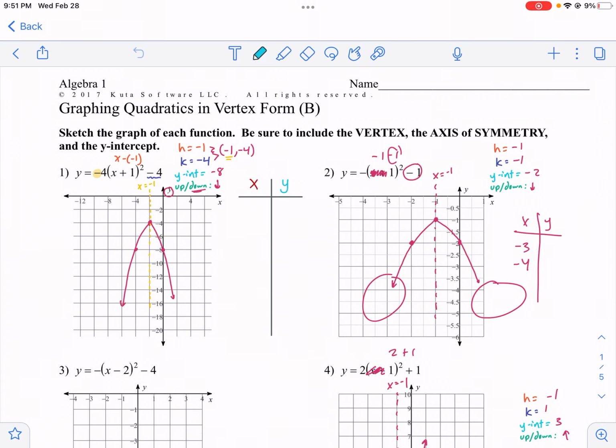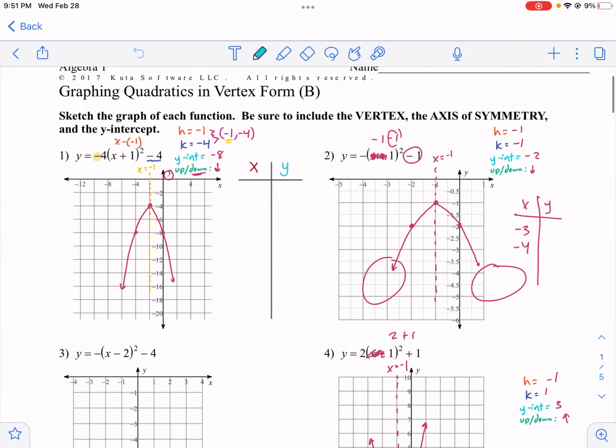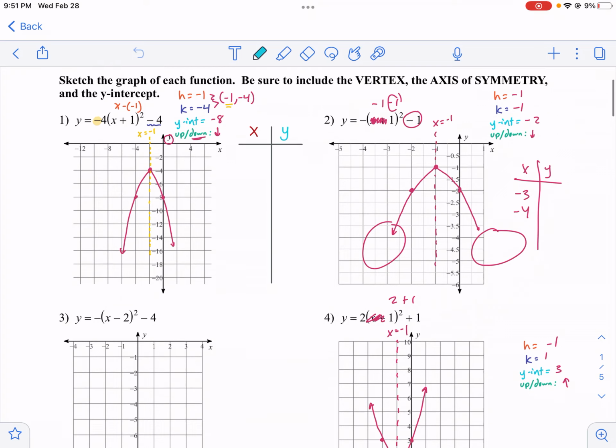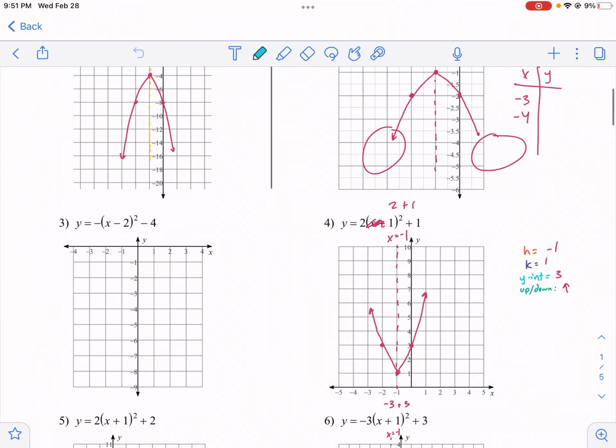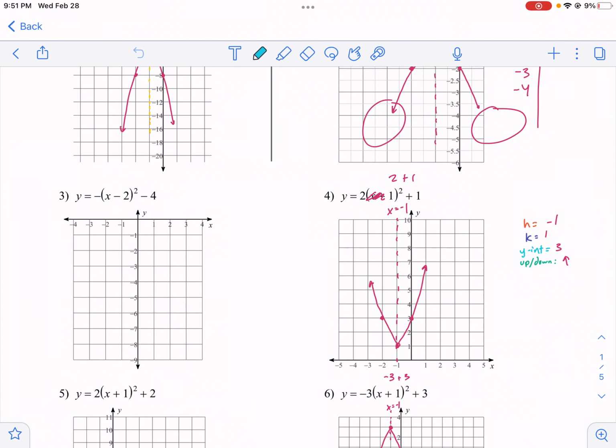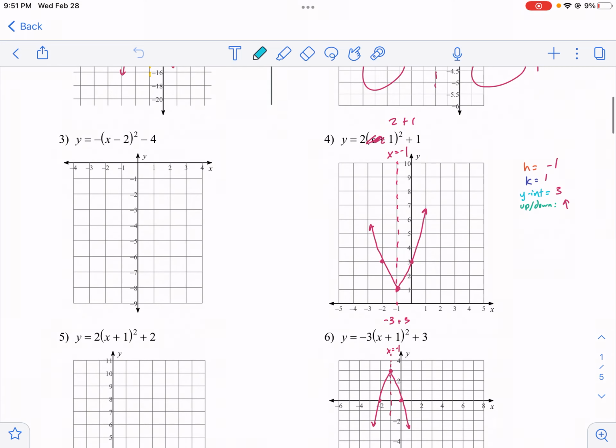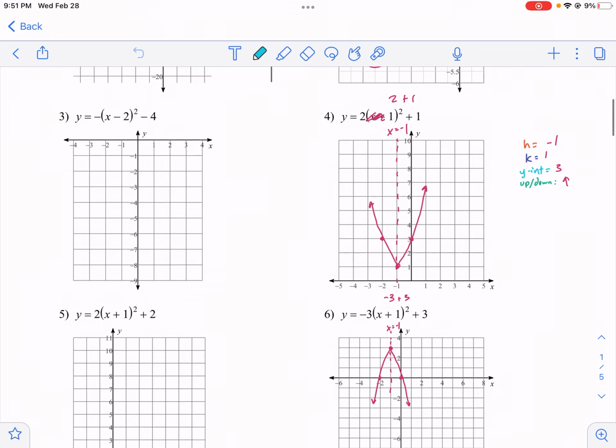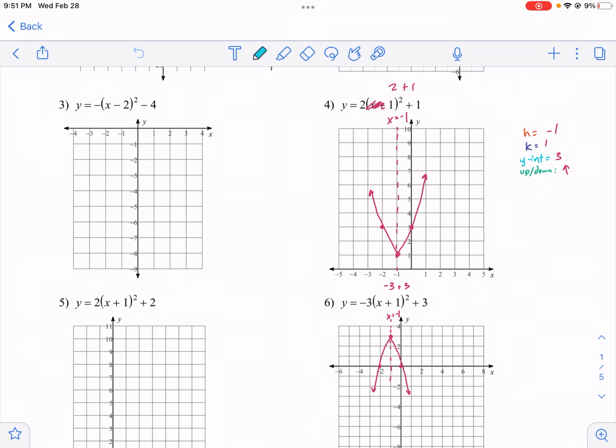Hi, this is Mr. West, and I just want to let you know that the stakes are very high in this video. This is part B of graphing quadratics in vertex form. The reason the stakes are high is I have 9%, and our requester for this video, Jesse Shabala, needs this done today so that he can get his assignment done. So we're going to try to fly through this.